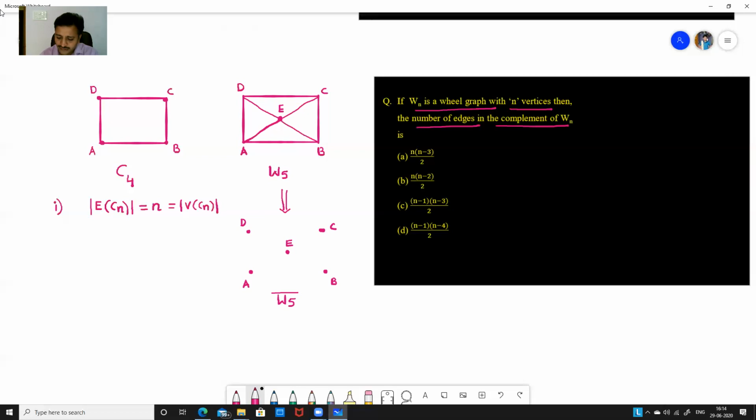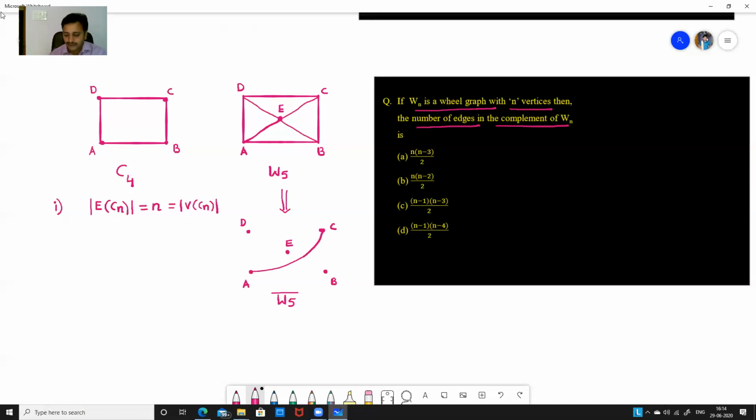A to D, there is an edge. A to E, there is an edge. A to C, there is no edge. Is there an edge from A to C? No. Therefore, I can draw an edge from A to C. So A is adjacent to D, A is adjacent to E, A is adjacent to B, but A is not adjacent to C. Therefore, in the complement of a graph, definitely I can draw an edge from A to C.